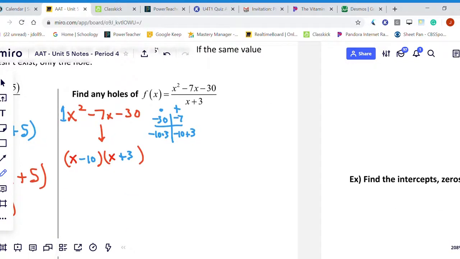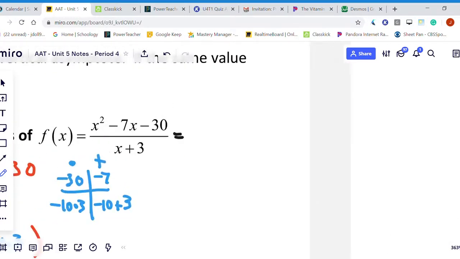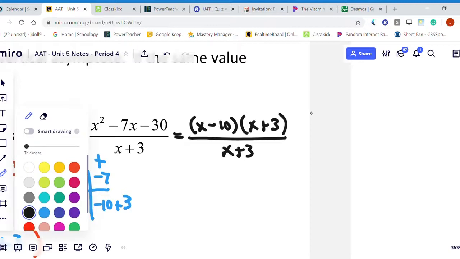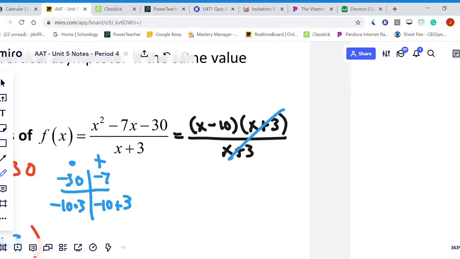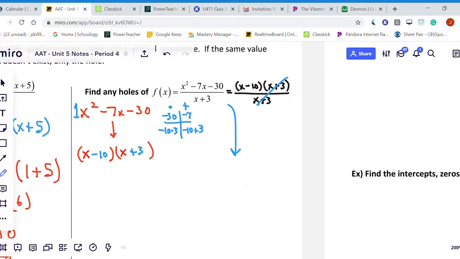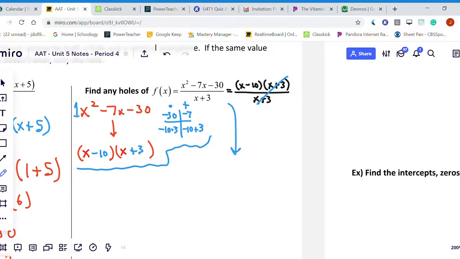So we can now replace x squared minus 7x minus 30 with its factored form. So what this really is, is x minus 10 times x plus 3 all over x plus 3. And hey, what do you know? There is a binomial factor that will cancel in both the numerator and denominator. Let me just section that off so we don't get confused. This means when I simplify that, f of x just equals x minus 10. That's all I have left.